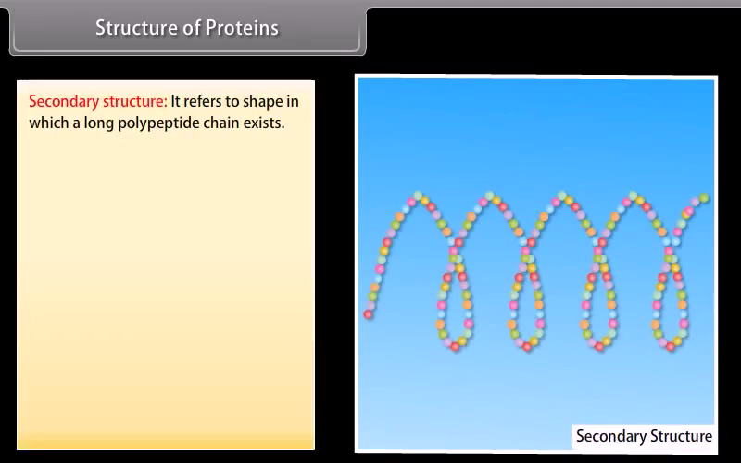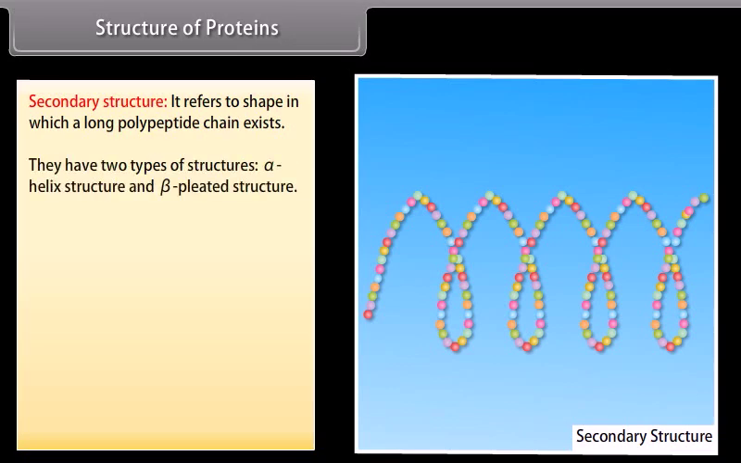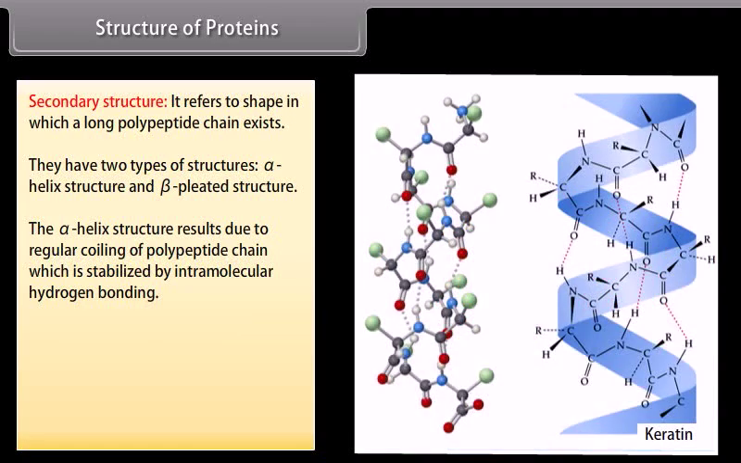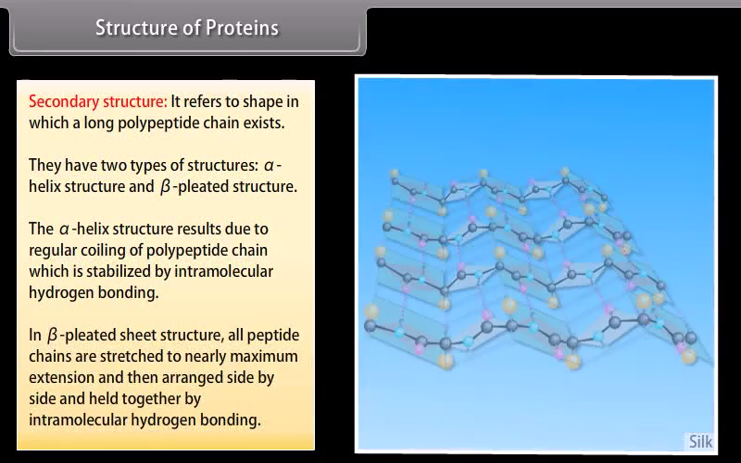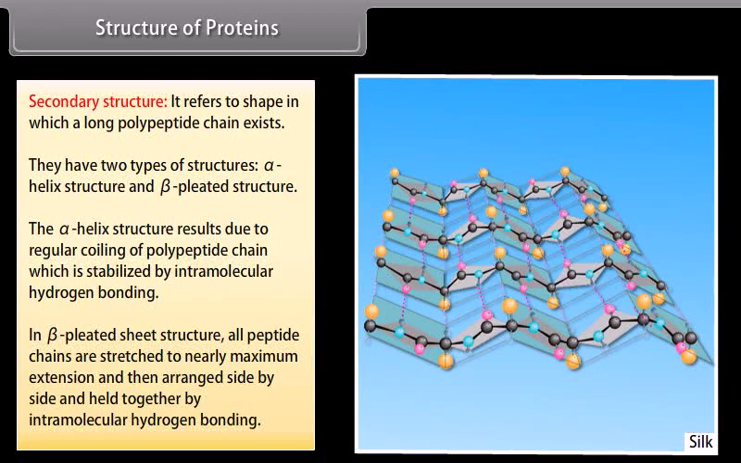Secondary structure. It refers to the shape in which a long polypeptide chain exists. They have two types of structures, alpha helix structure and beta pleated structure. The alpha helix structure results due to regular coiling of the polypeptide chain, which is stabilized by intramolecular hydrogen bonding, for example, keratin. In beta pleated sheet structure, all peptide chains are stretched to nearly maximum extension and then arranged side by side and held together by intramolecular hydrogen bonding, for example, silk.